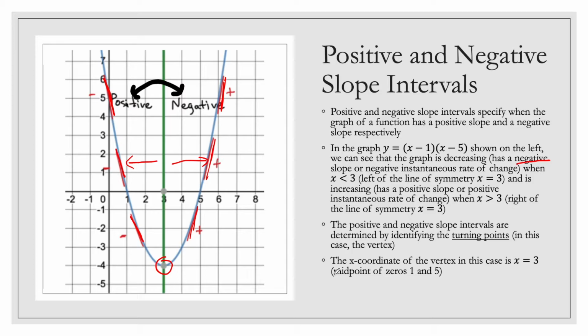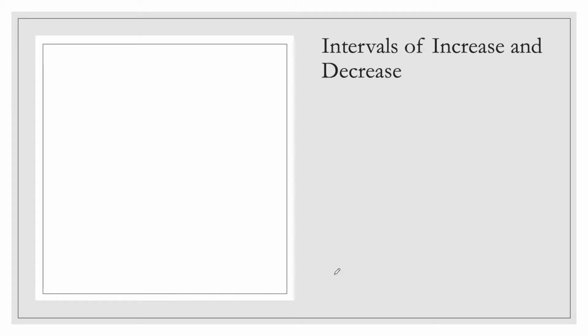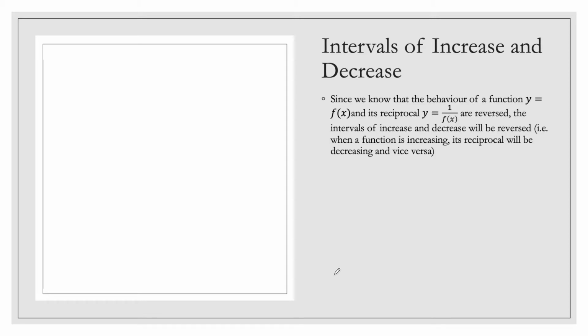In this next part, we're going to consider the importance of wording. We're going to talk about intervals of increase and decrease. So just to be clear, when we talk about intervals of increase and decrease, we are really looking at the rate of change or the slope of the graph. And one important thing that we notice right from the beginning is that the behavior of the original function f(x) and its reciprocal are reversed. So that means that the intervals of increase and decrease are also reversed. So if we know the intervals of increase and decrease of the original function, we can then draw the graph of its reciprocal function.